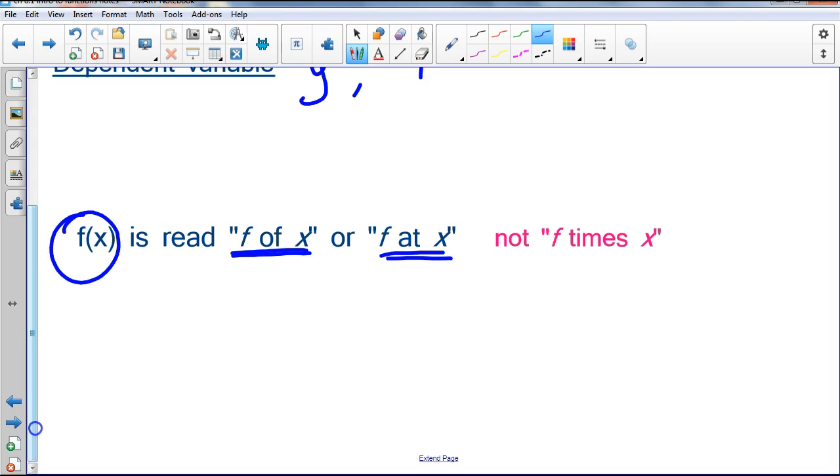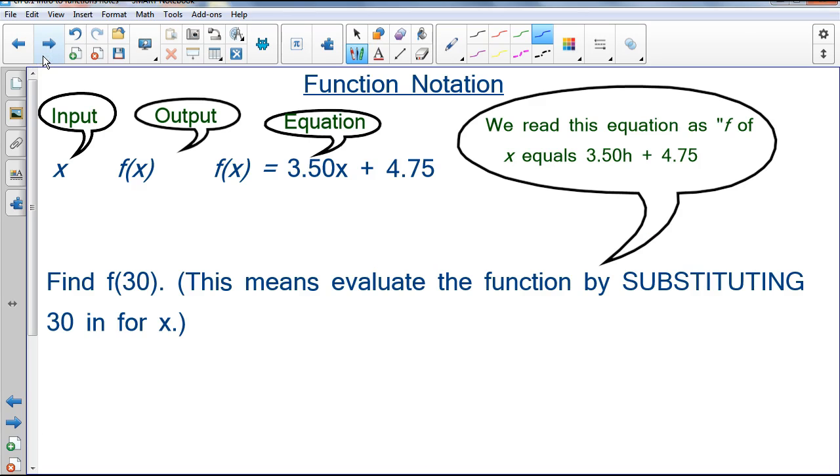F parentheses x inside of it, meaning f of x or f at x. Okay? So if we take a look, this kind of lays out how this function is represented. So your input is your x. Your independent variable is always your input, which is always your x coordinate. Your output is your y. It's telling you the result. What happens when x is this?